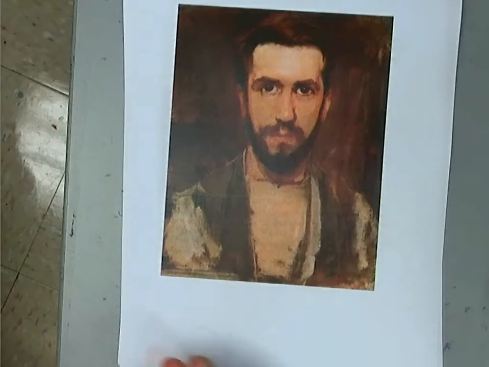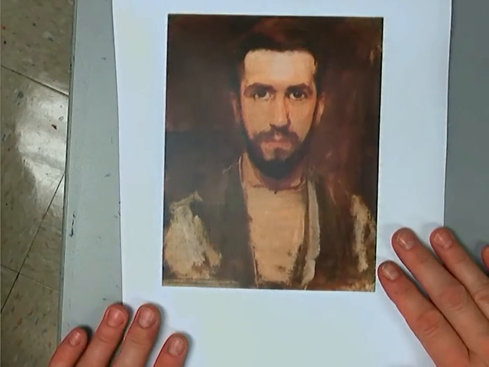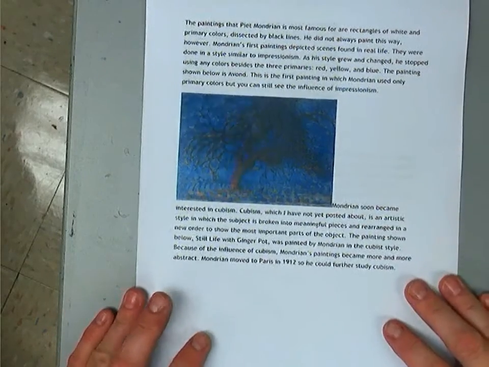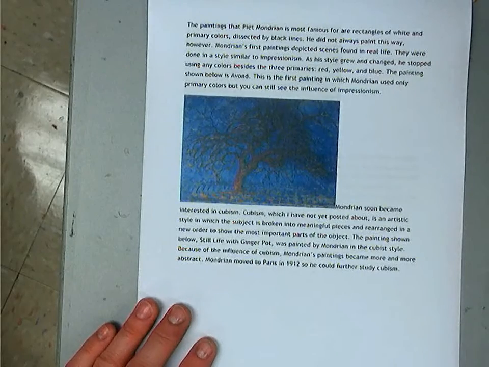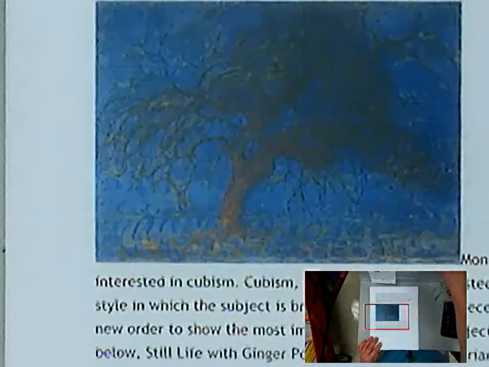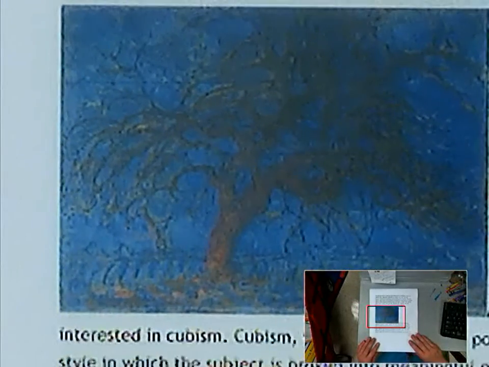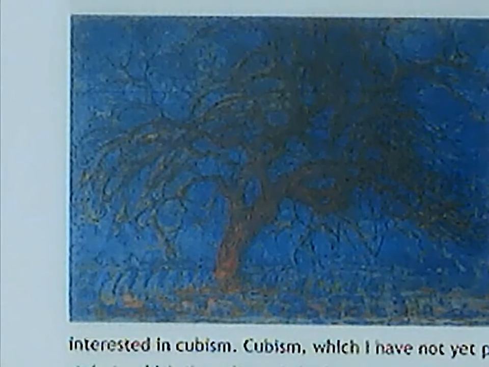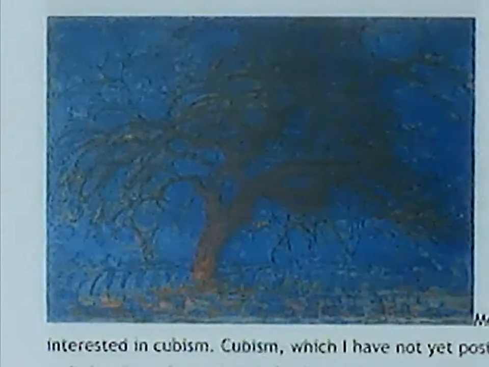Here's a self-portrait of Mondrian, which just gives us an idea of what he might have looked like. The paintings that he is most famous for I haven't shown you yet, but one of the first kinds of paintings that he did was influenced by Cubism. It's an artistic style in which the subject is broken into pieces and rearranged in a new order to show the most important parts of the object.